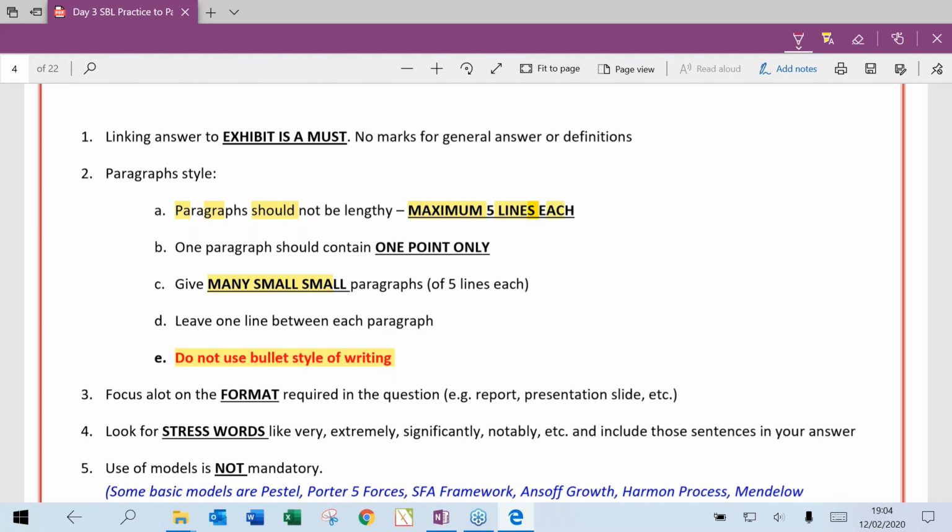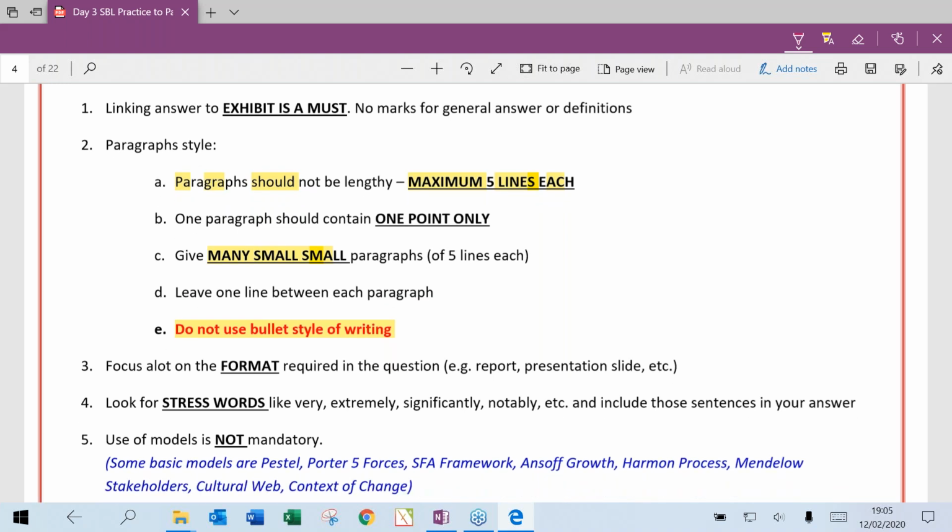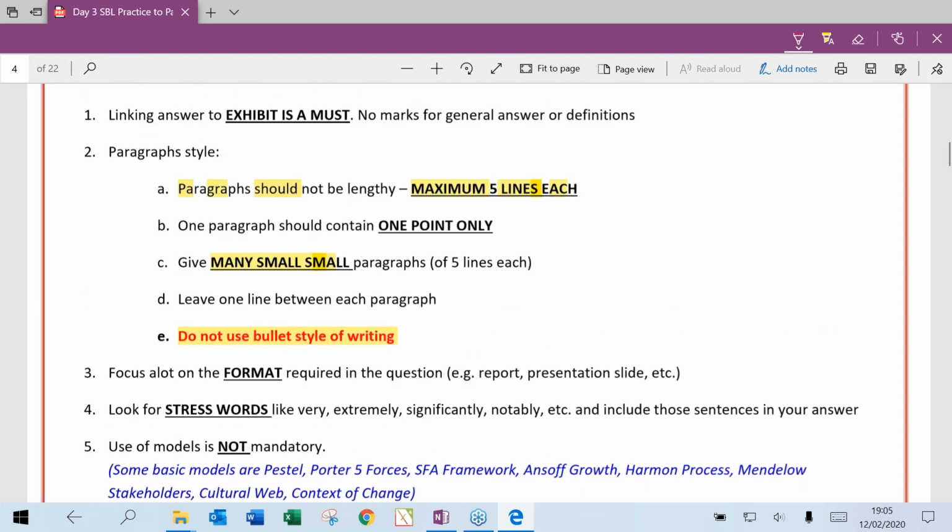This makes your answer visually pleasant. If you leave one line between each paragraph, especially if your writing is not good, it is visually easy for the examiner to check your paper. So if you leave one line in between, it will have a good psychological impact on the checker. And lastly, as I said, do not use bullet style of writing. Just give small paragraphs. Do not insert a bullet sign. Okay, this was about the paragraph style of drafting.